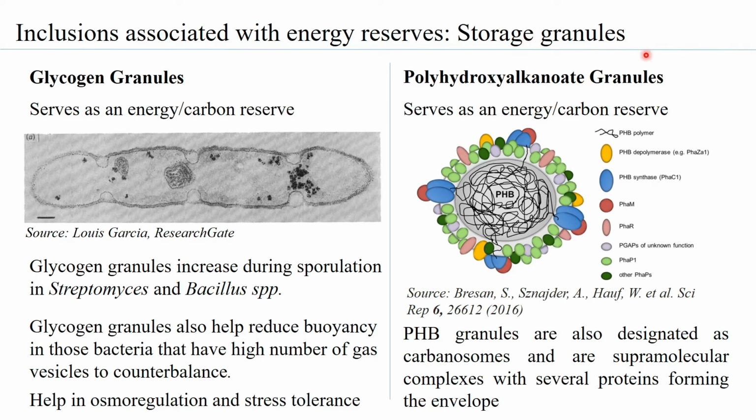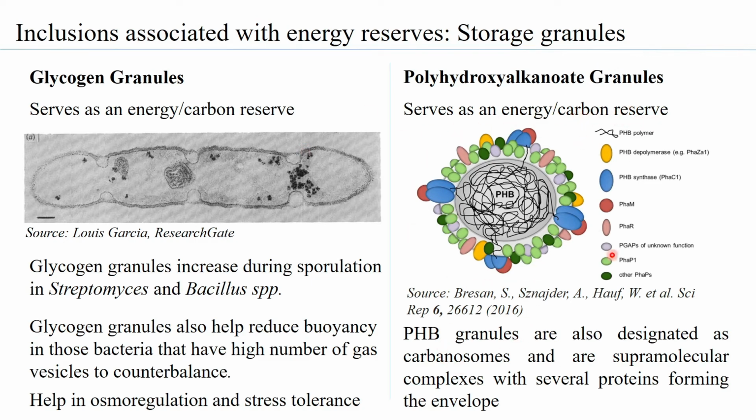The next type of storage granules is lipid granules. And there are several different types of lipid granules, of which polyhydroxyalkanoate granules, that is PHA granules, are abundantly found. And of these granules, again, PHB granules are most common, that is polyhydroxybutyrate granules. Again, because they are lipids, they can be broken down to form acetyl-CoA, and this acetyl-CoA in turn can be used for energy production, and so therefore they serve as energy or carbon reserve.